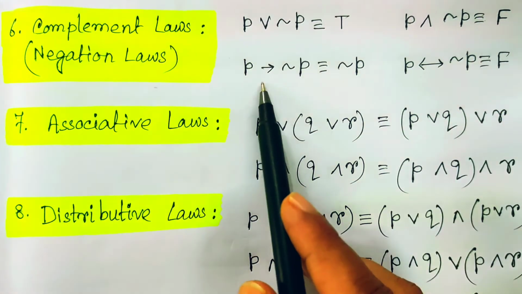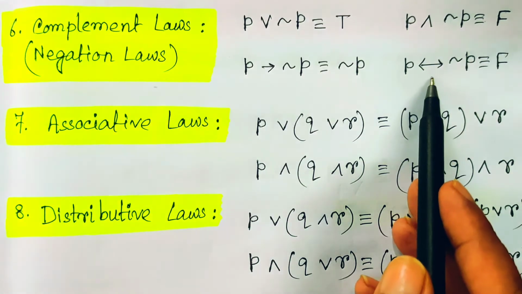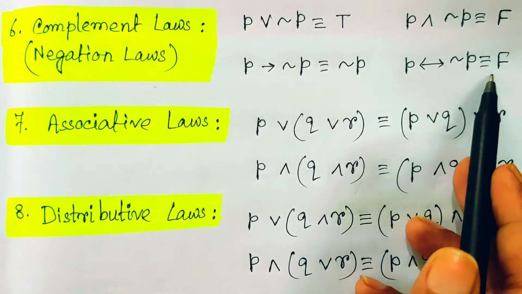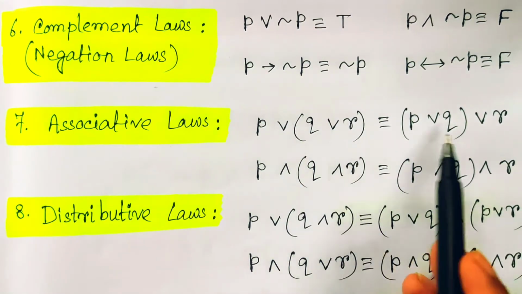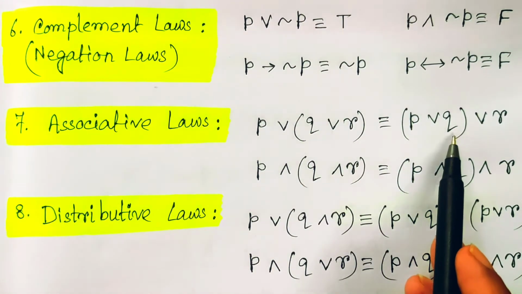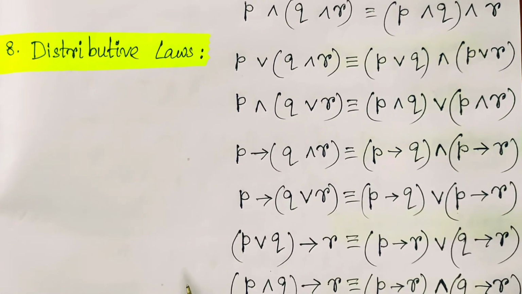Again, P implies not P is not P, and P and not P is always false. Likewise, the associative law, that we know, only changes the brackets in the quantities, and if we do that, it will give us the same result. And the distributive law is very important.